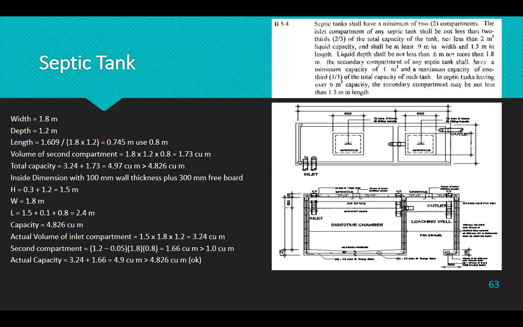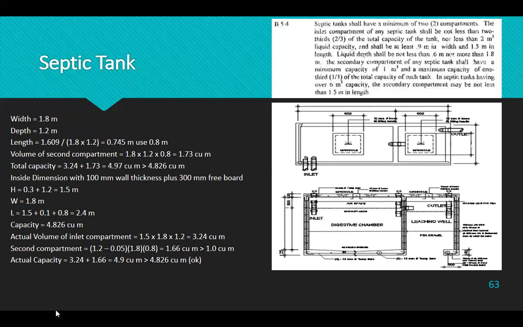So inside dimension with 100 mm wall thickness plus 300 mm freeboard. Freeboard tawag yan, yung walang tubig. Yung water level, digestive chamber, dito yung mga sludge. Lalaglag yung mga human waste. Dito magiging tubig siya, tapos lipat doon. So, ito yung iba, butas to. Iba, sarado. Okay? Gano'n siyang outlet dito. Yan. Diba? Bawal yan. Manhole. Nakalagay naman sa plumbing code kung ano yung size.